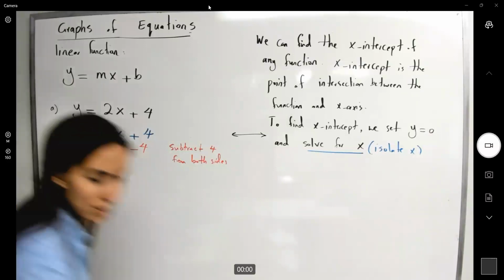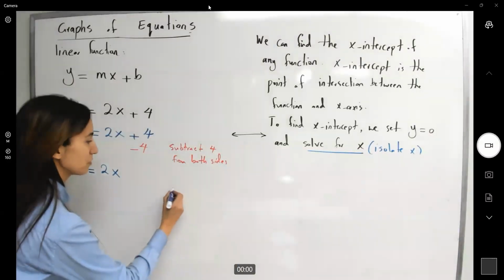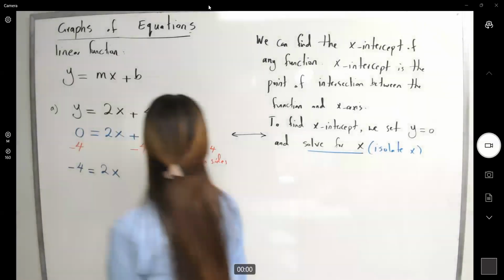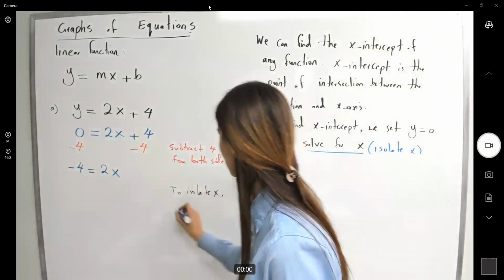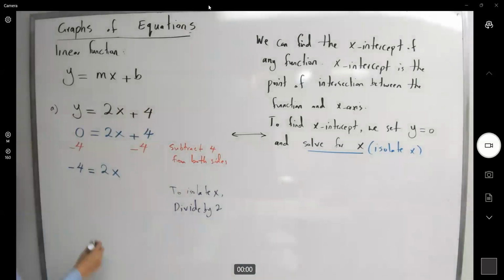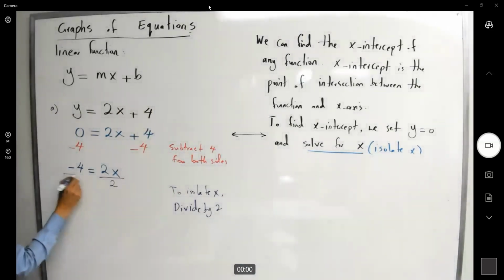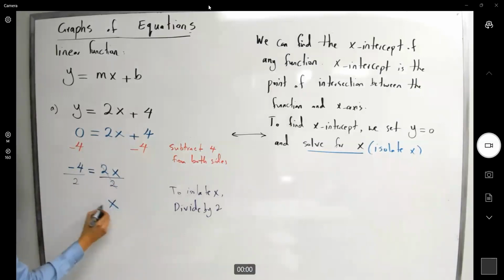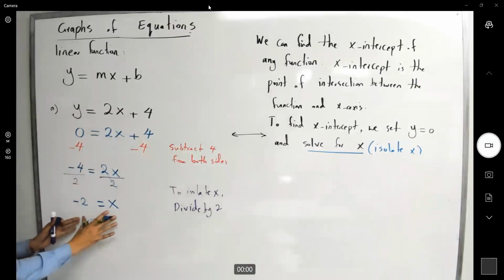To isolate x, divide by 2. So let me divide by 2. On the right, divide by 2. On the left, divide by 2. Well, this is obvious. 2 and 2 get canceled out. So x is equal to 4 divided by 2, which is 2. It has a negative sign, -2. So the x-intercept of this line is x equals -2.